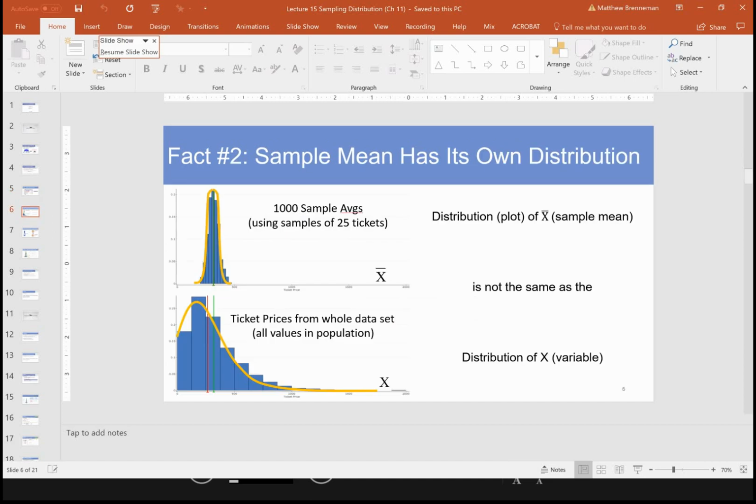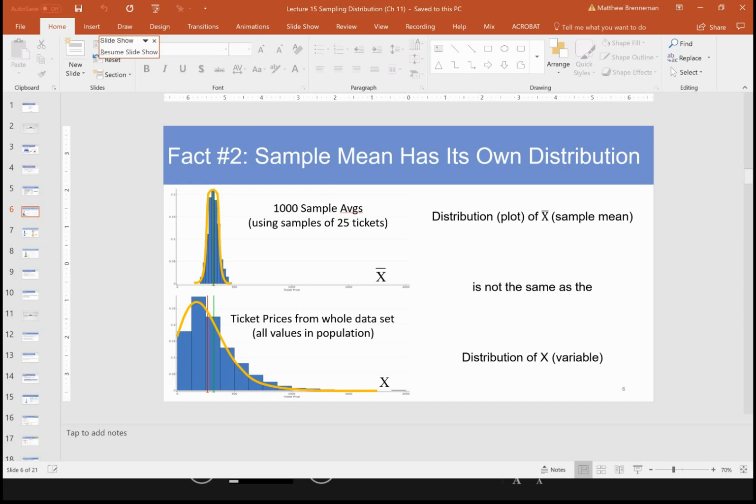The second fact that we got out of activity three was that the sample mean has its own distribution. For example, if you actually plotted the ticket prices in the entire population, I didn't ask you to do that, but some of you did this, you'd notice that this distribution is strongly right skewed. That's not too surprising, right?